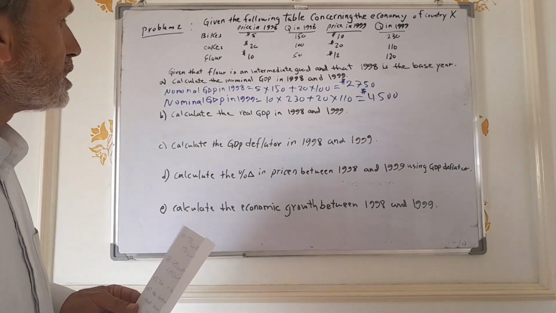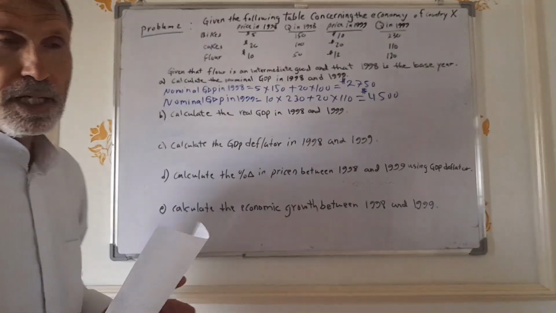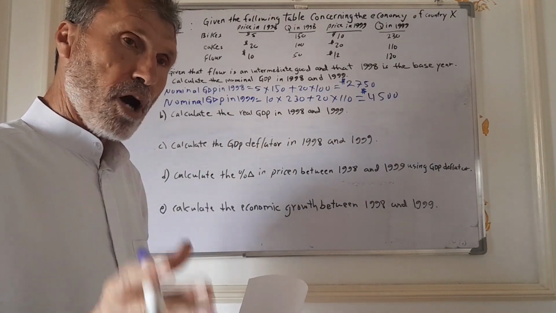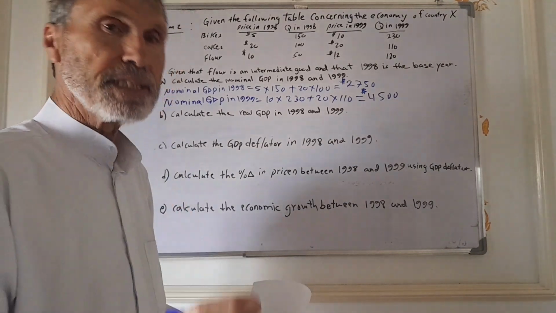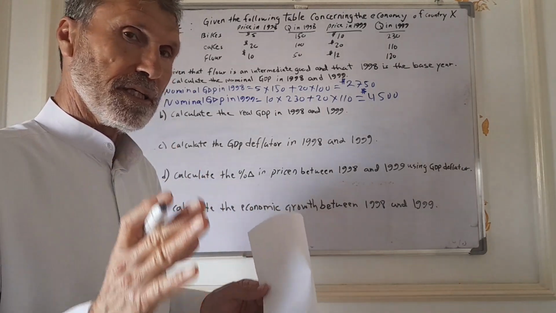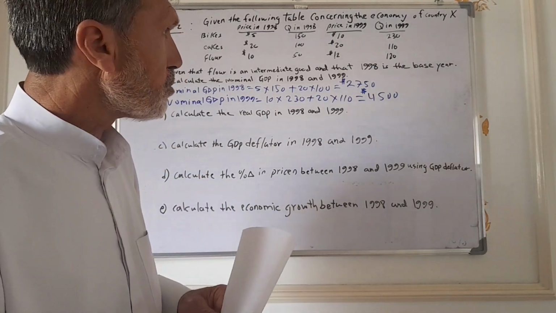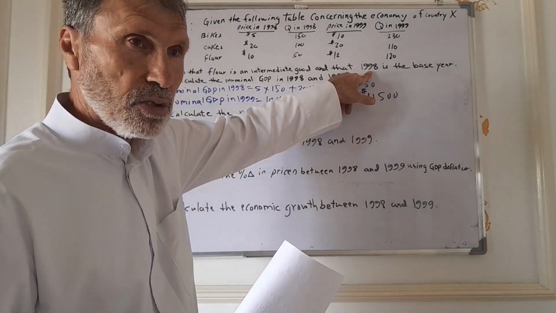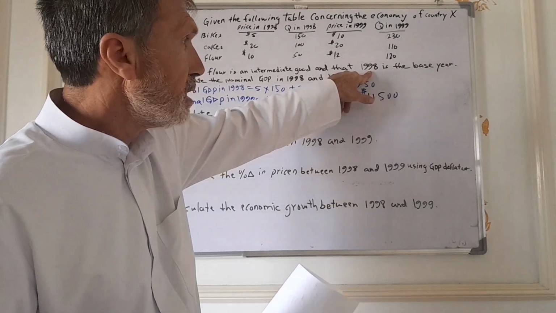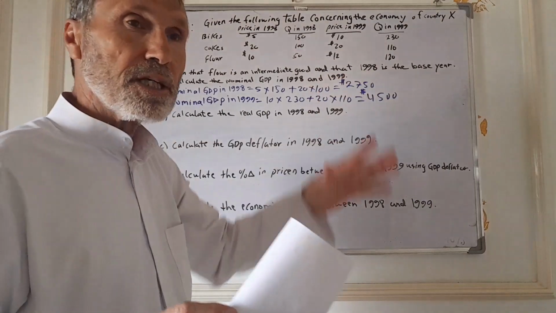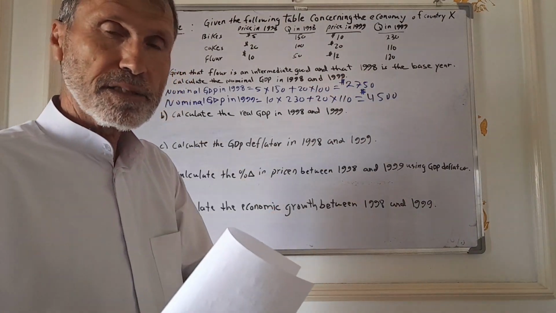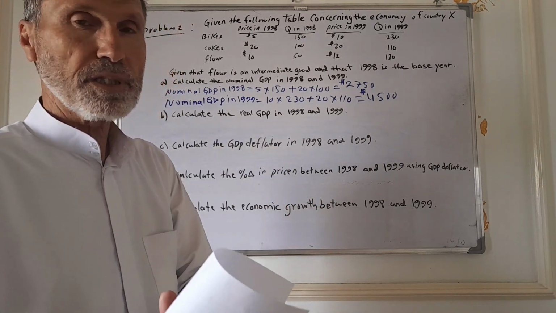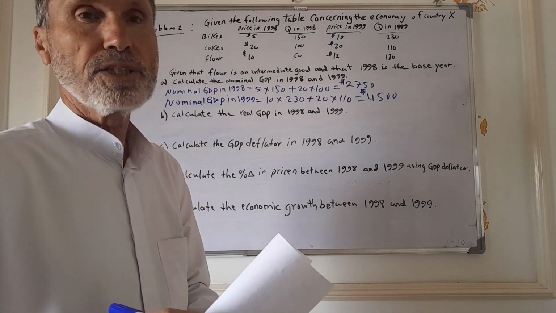Now, calculate the real GDP in 1998 and 1999. Remember that when we talk about real GDP, we mean the measure of production or output at constant prices, at the base year prices. So we measure the output at constant prices. What is the constant price here? 1998. He said, take this one as the base year. So we have to multiply the base year prices, which is 1998 prices, times the quantities in 1998 to come up with the real GDP in 1998, and multiply the base year prices by the quantities in 1999 to come up with the real GDP in 1999.